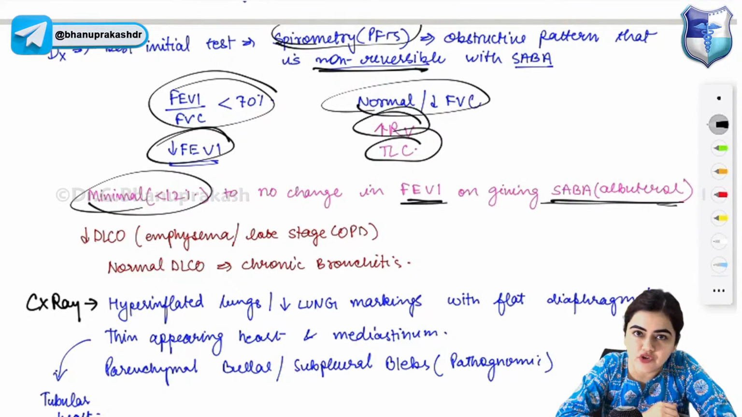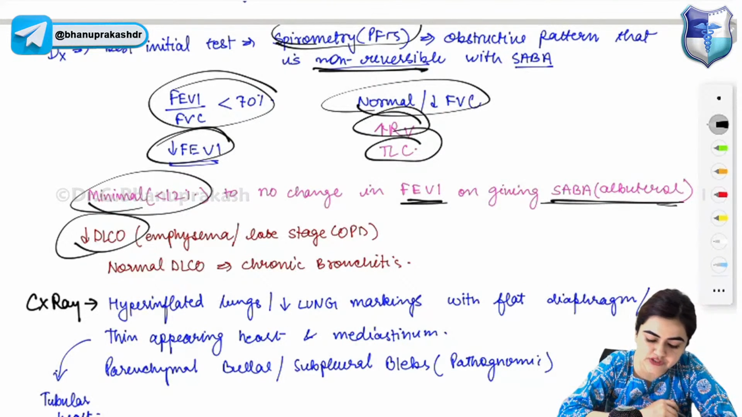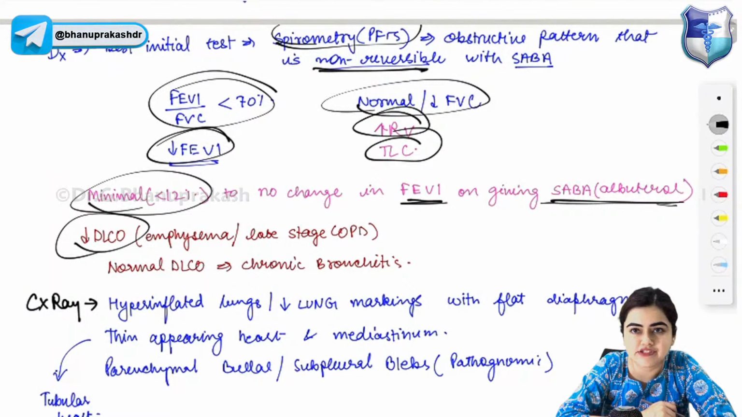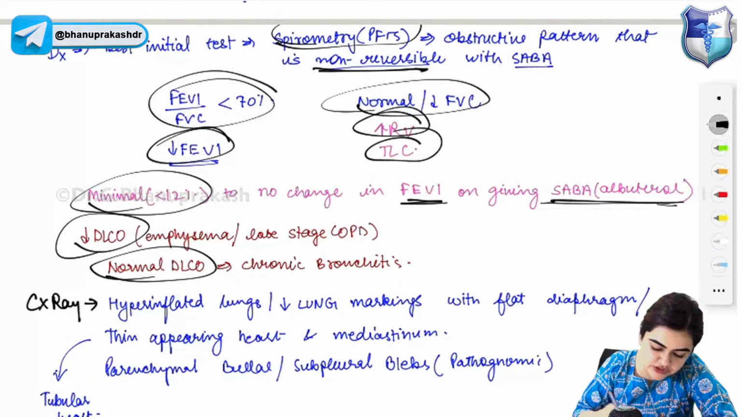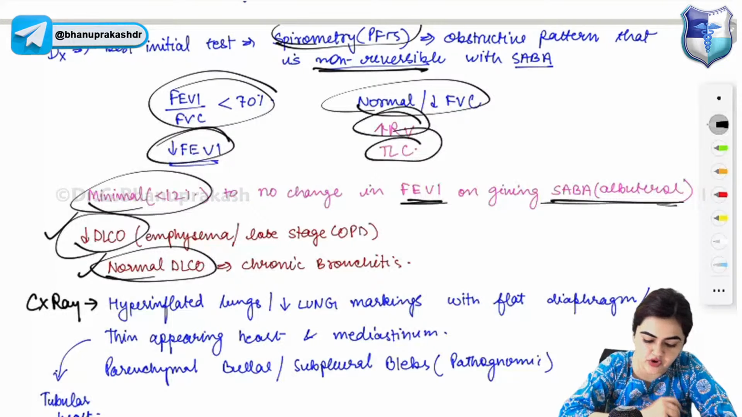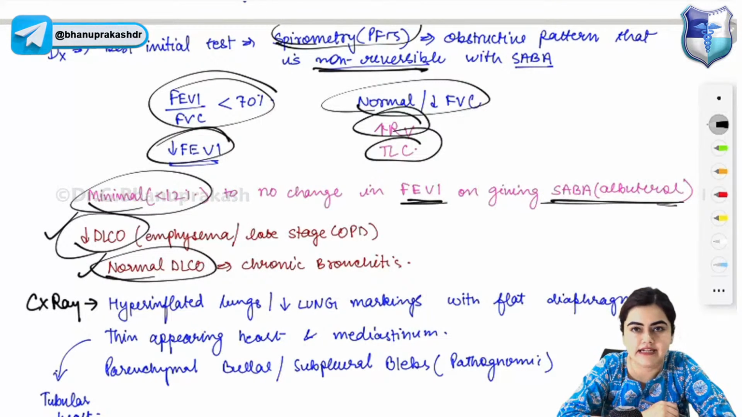The DLCO value will be decreased. DLCO is decreased in emphysema or late stage of COPD. The DLCO remains normal in chronic bronchitis. It is decreased in emphysema and late stage COPD, and normal in case of chronic bronchitis. This you have to remember.